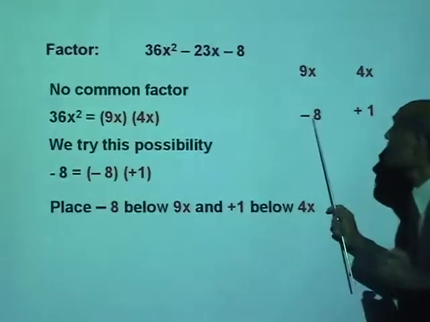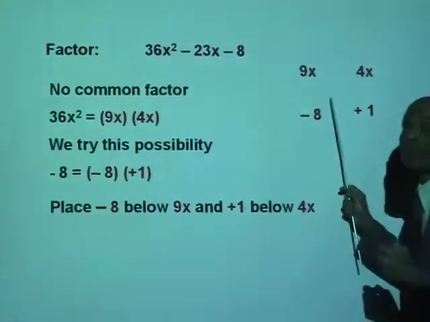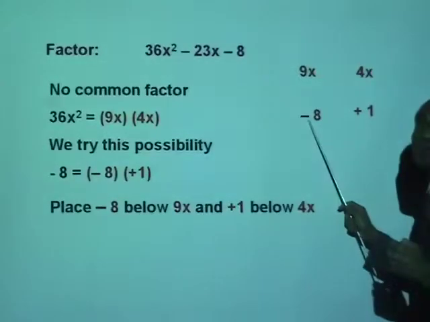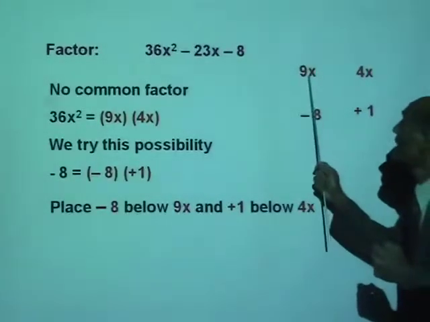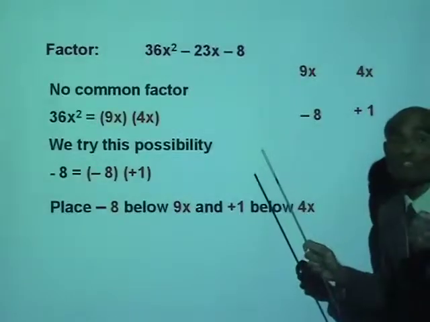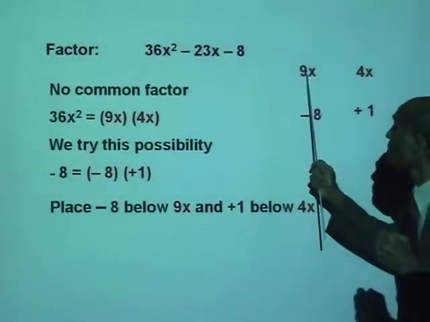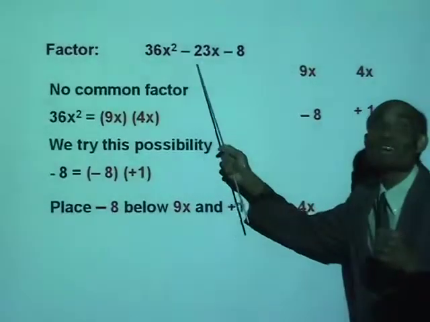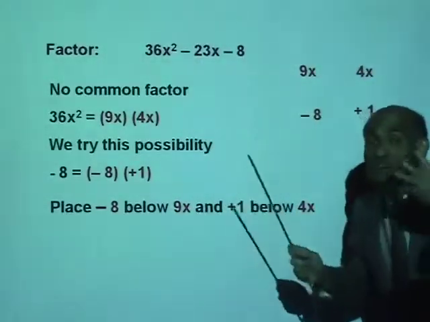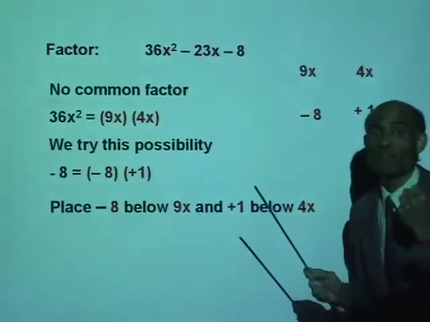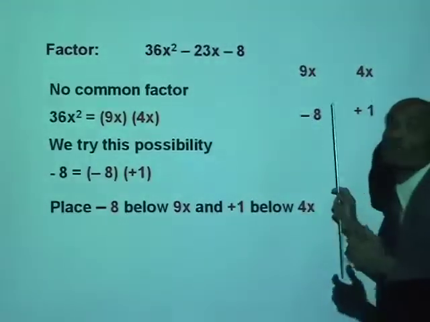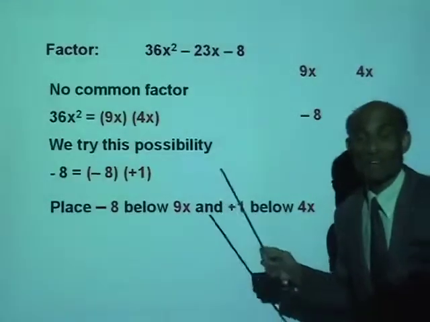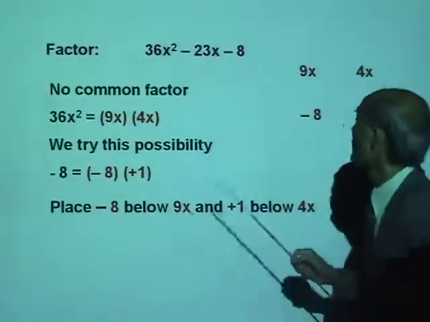Now look at the way I placed the negative 8. Negative 8 times 4 is negative 32. Positive 1 times 9 is positive 9. Adding positive 9 to negative 32 gives me negative 23. You see, this is where your eye must be. So try this. If one doesn't work, strike it off and try another one. That is the way to proceed in this case.